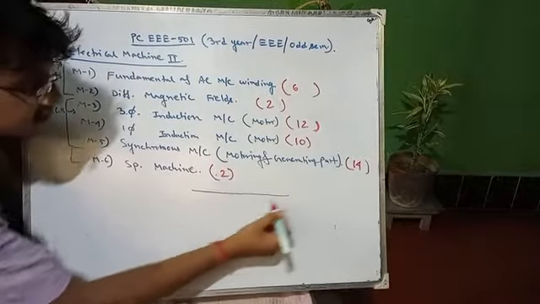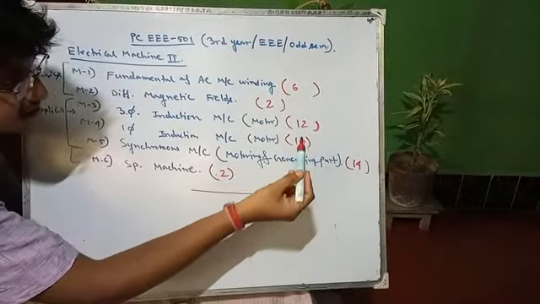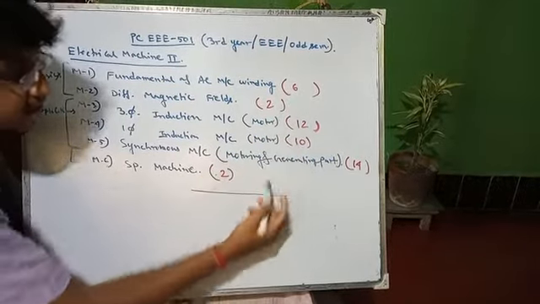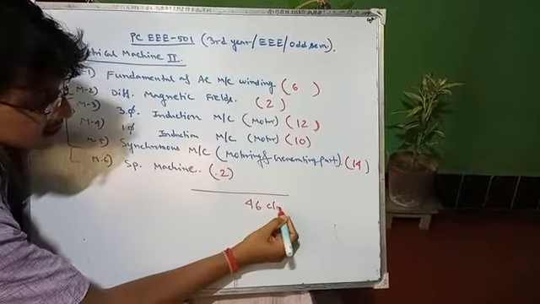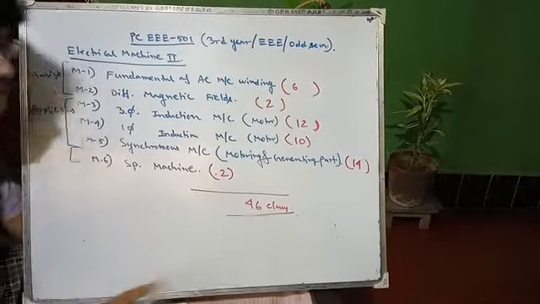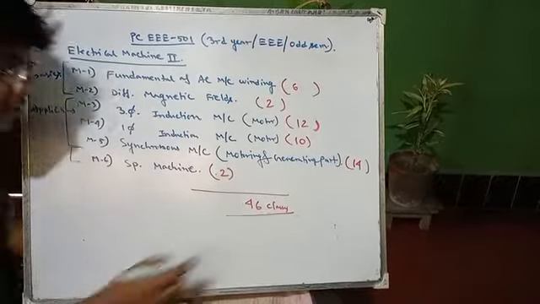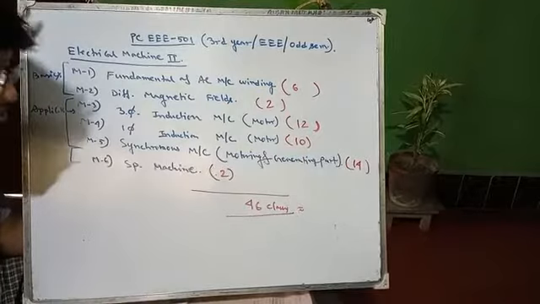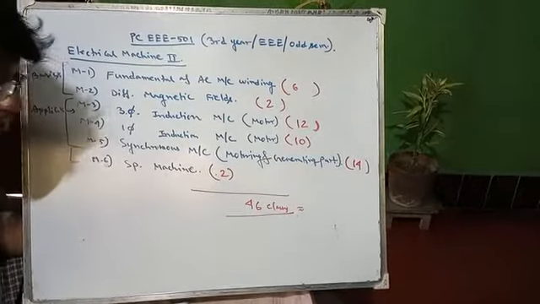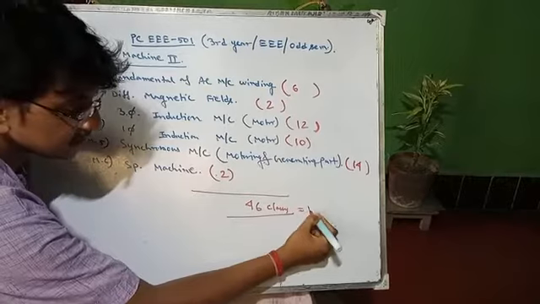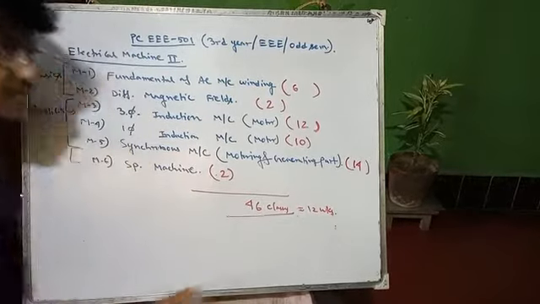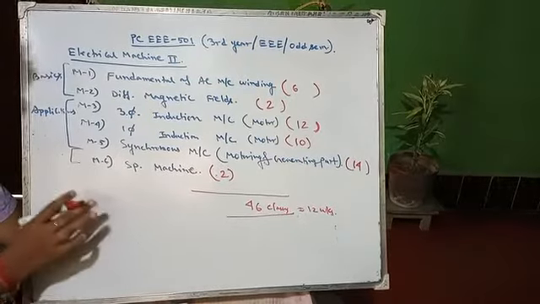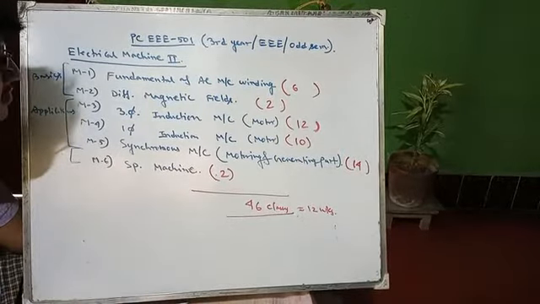So how many days are required in total? 16, 26 and 10, 36, 38, 40, 46. So more or less 46 classes are required. 46 classes means how much? A week consists of 4 classes, so approximately 12 weeks are required. Day by day I will reach the end of the syllabus.